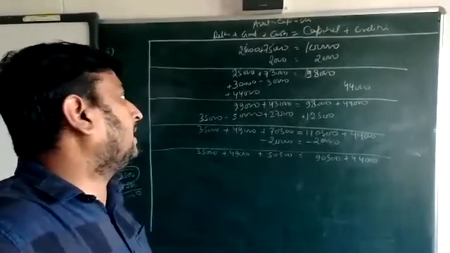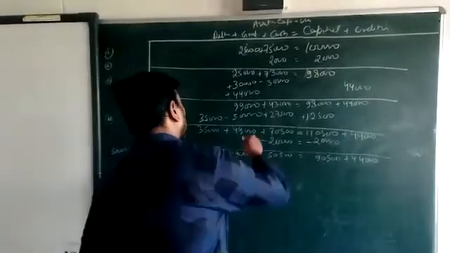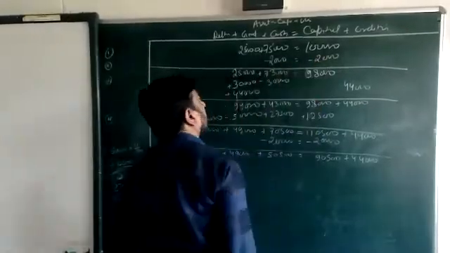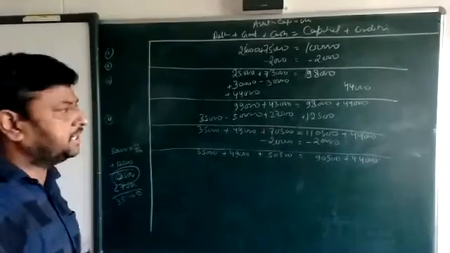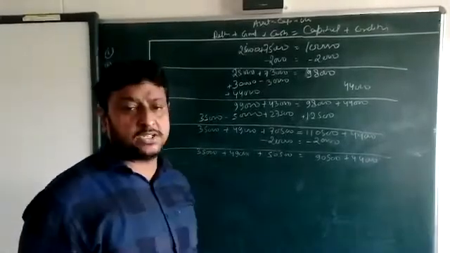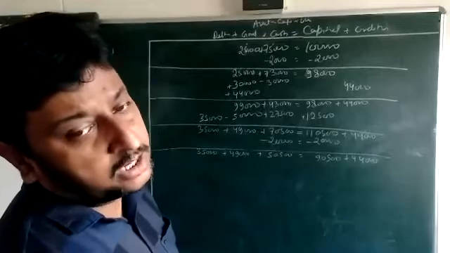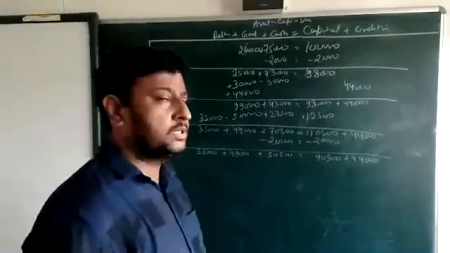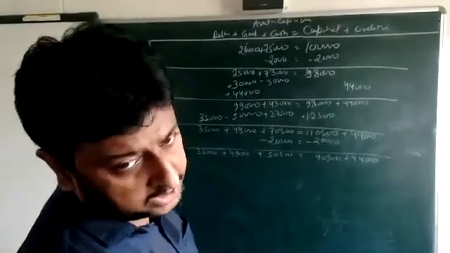Then 2,000 paid by rent. Rent you are going to pay, less from the cash and capital. It's very easy. Then they are going to purchase 30,000 of goods in cash. So add in goods 30,000, less from cash 30,000.